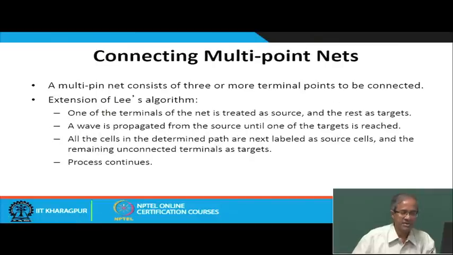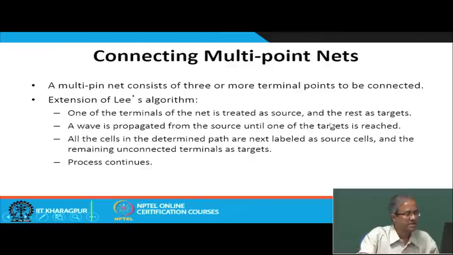And lastly, we consider an approach in which you can extend Lee's algorithm to handle multi-point nets. Multi-point net means you have not 2, but 3 or more terminal points which have to be connected together. Now, there can be several extensions you can think of. Here I am just talking about one. It says you select one of the terminals of the net as the source and the remaining as targets. Let a wave start propagating from the source till it hits one of the targets.